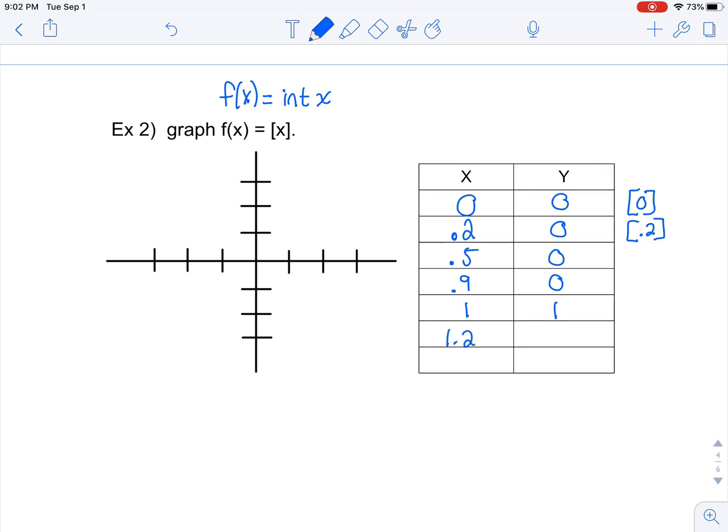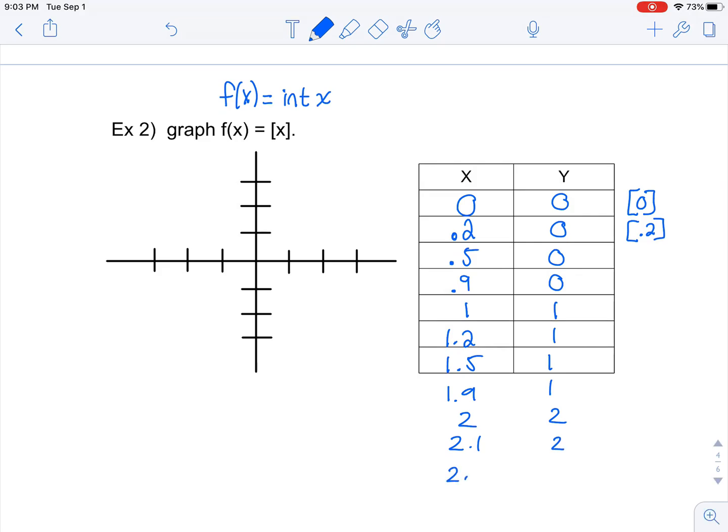If I do 1.2, that rounds back down to 1. 1.5 rounds back down to 1. 1.9 rounds back down to 1. You notice the pattern here, right? If I plug in 2, the greatest integer of 2 is 2. And it keeps going.